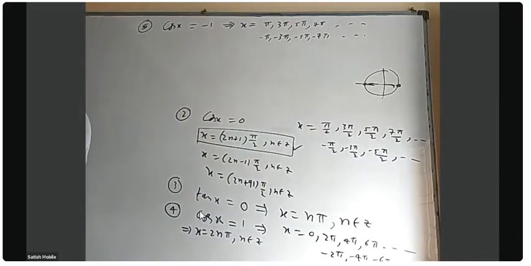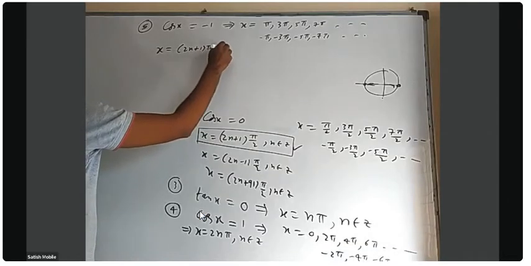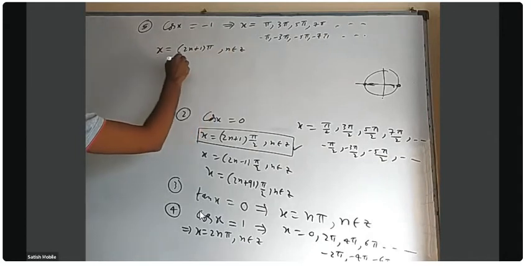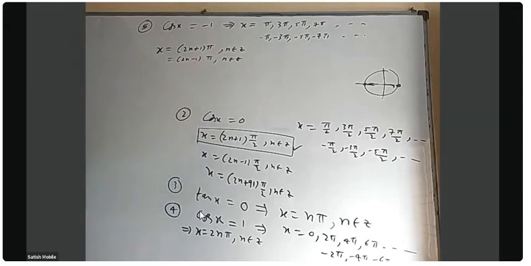So all of them put together, how should I write? Anybody want to tell? 2n plus 1 into pi. 2n plus 1 into pi, n belongs to z. You can write 2n minus 1 into pi also, n belongs to z. So you can write different things. Any odd multiple of pi, that's the main point.